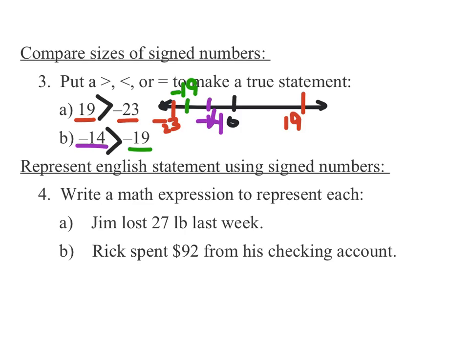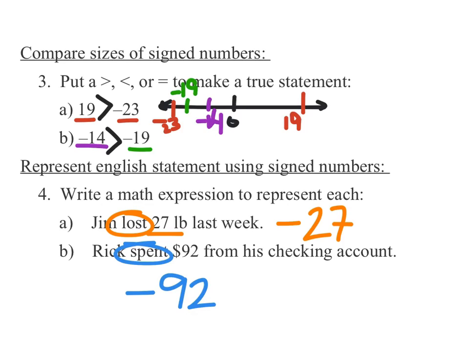Next up, we'll represent the English statement with signed numbers. You can label these if you want, but it's not required. Jim lost 27 pounds last week, so we know it's 27, but since it was lost, it's going to show as a negative value. Now, Rick spent $92 from his checking account. So we know it's 92, but since it was spent, it would be a negative also. Again, if you want to label these, that's fine. You could put pounds and dollars, and that's okay.